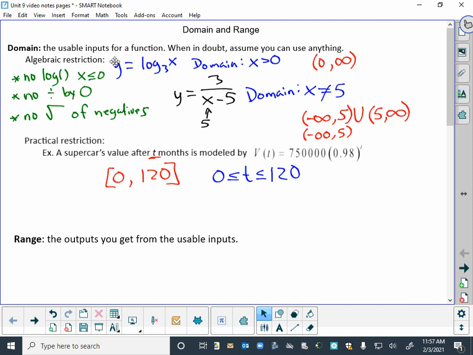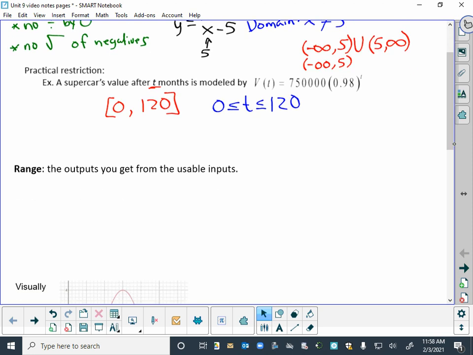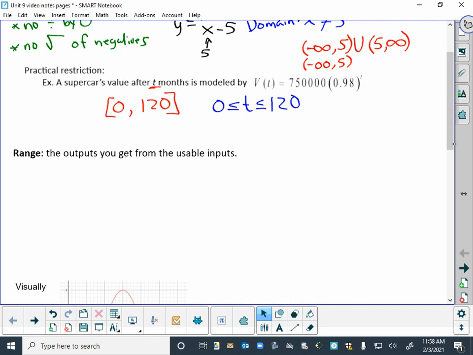A 1960s Ferrari probably goes up in value with each passing year. So this depreciation wouldn't apply to that after a certain amount of time. Okay. So that's an example of a practical place where a restriction of the domain because of the nature of the problem might be necessary. Okay. Range is just the outputs that you get from the usable inputs.